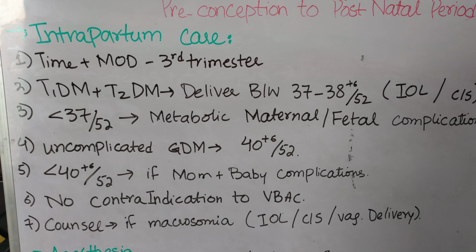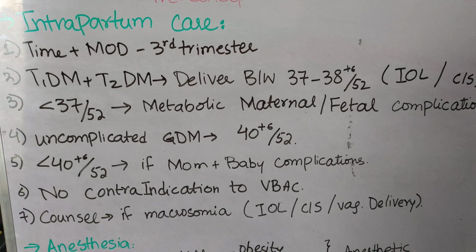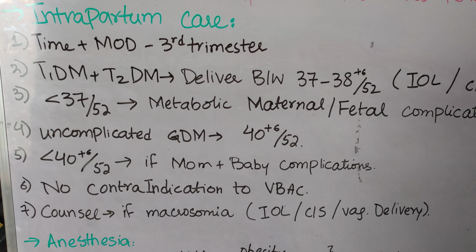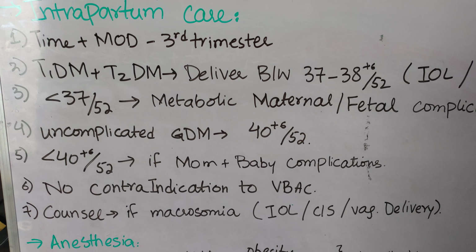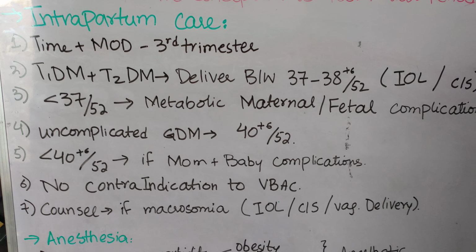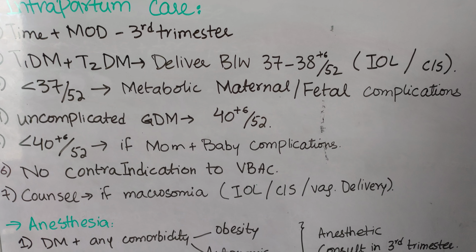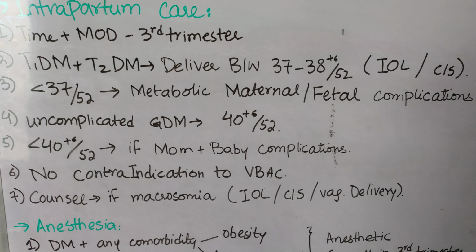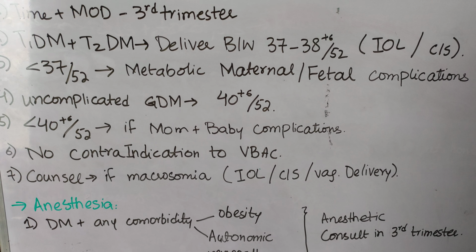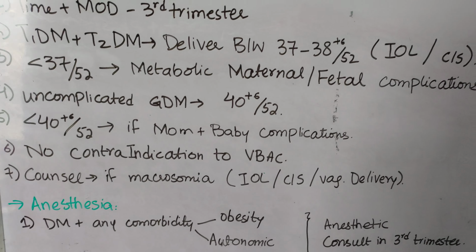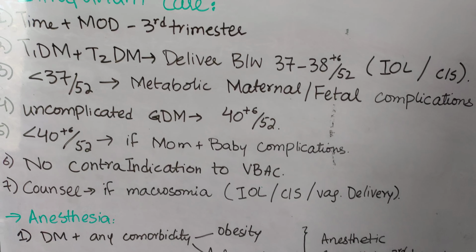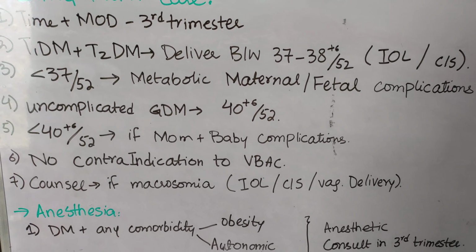Let's start with the intrapartum care now. The time and mode of delivery of any diabetic patient should be decided by the third trimester. If the woman is type 1 or type 2 diabetic, she should be delivered between 37 and 38 plus 6 weeks of gestation, either by induction of labor or cesarean section if it is indicated.